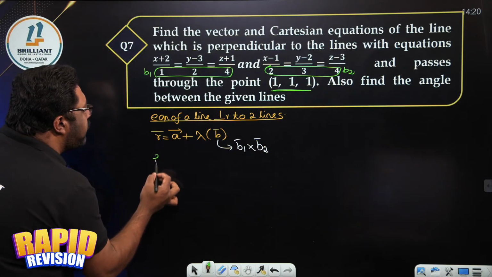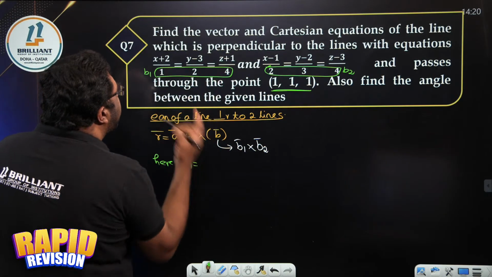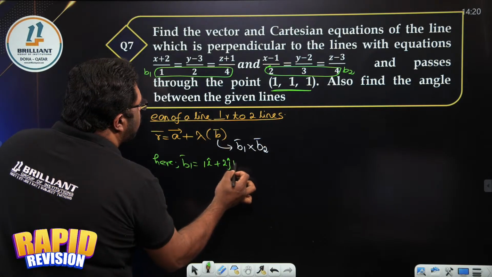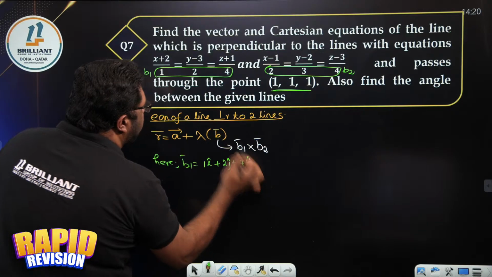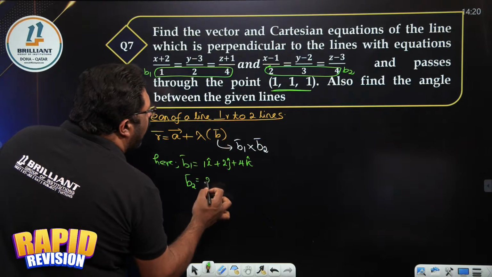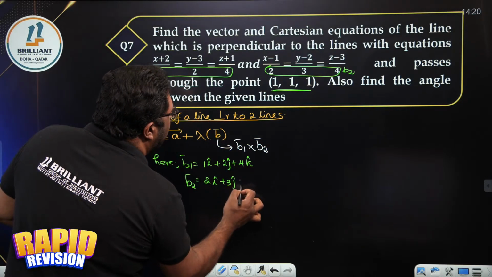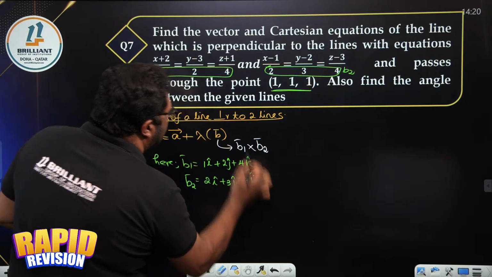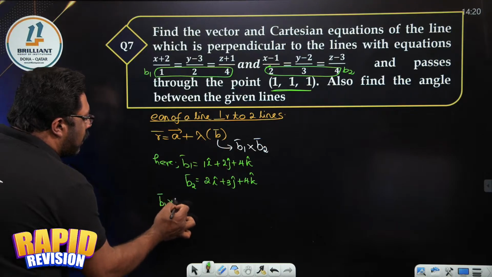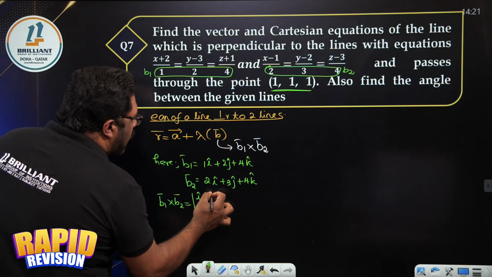Okay, so here what's B1, B2? Here B1 vector, from the first line, it's already in the standard form: 1i, 2j, 4k. What is your B2 vector? 2i, it's already in the standard form, yes: 2i plus 3j plus 4k. So we just have to find B1 cross B2. It is determinant i j k.